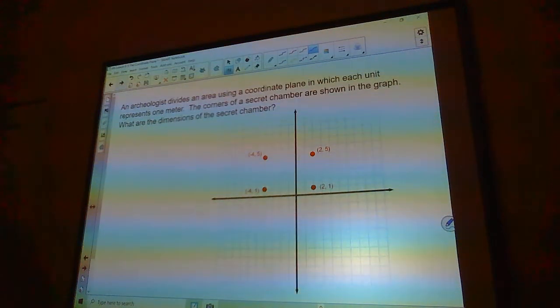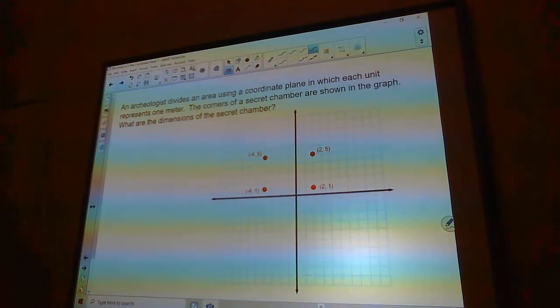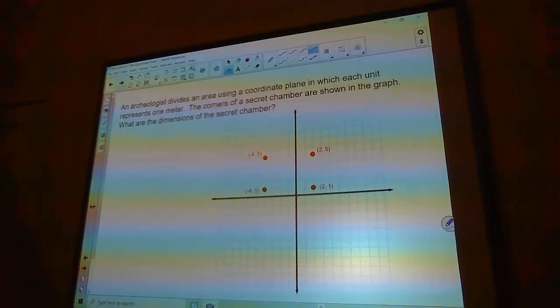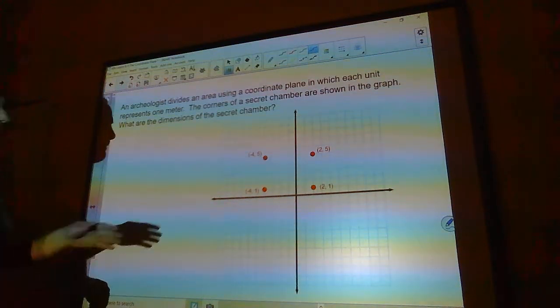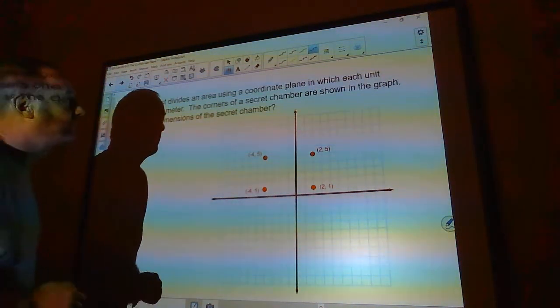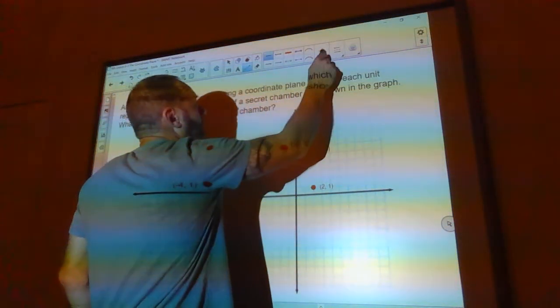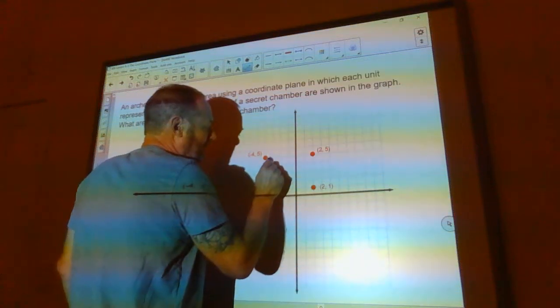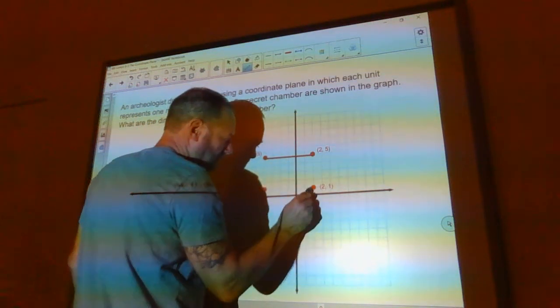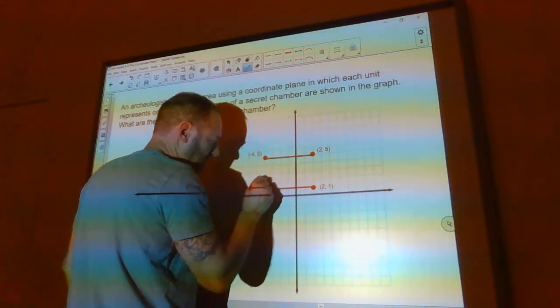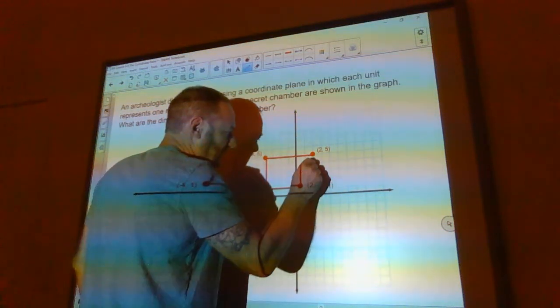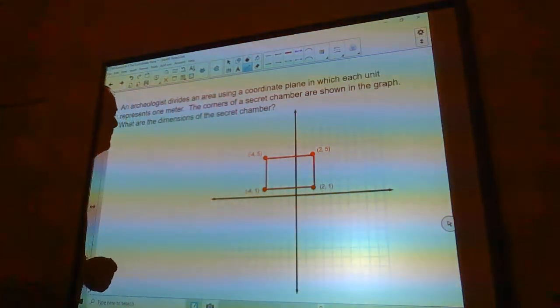An archaeologist divides an area using a coordinate plane in which each unit represents 1 meter. The corners of a secret chamber are shown on the graph. What are the dimensions of the secret chamber? Okay, so here's the graph. And if I was to kind of trace it out here, I'd get a nice rectangle like so.